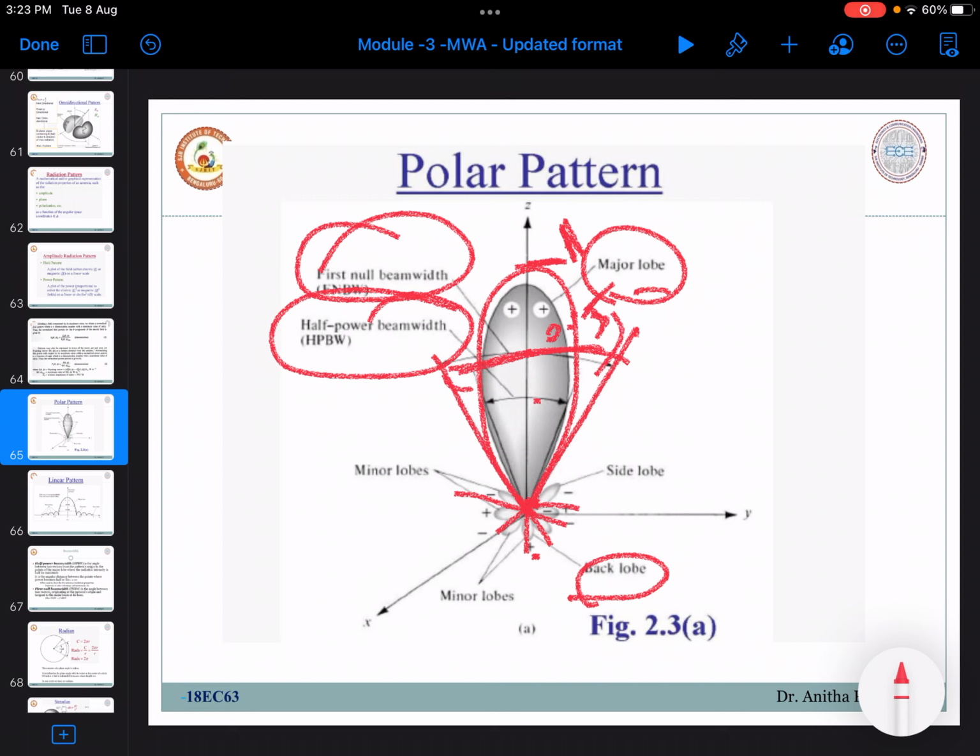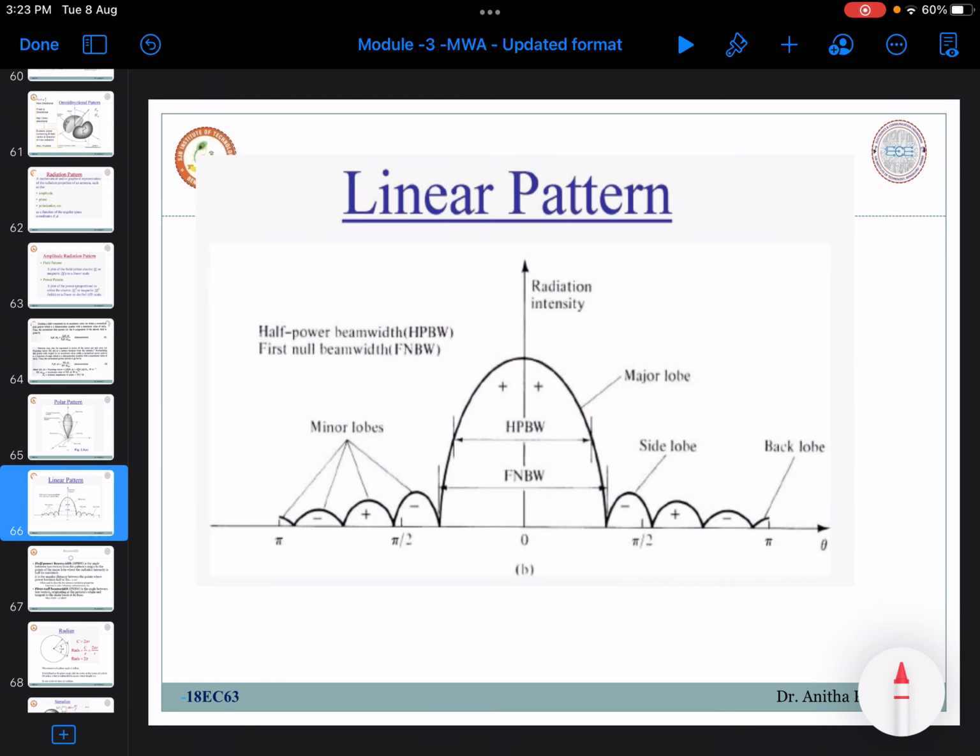Usually the relation between first null beam width, FNBW, and HPBW is that FNBW is 2 times HPBW, twice it will be. That is on a polar scale. The same thing can be represented on a linear scale also.